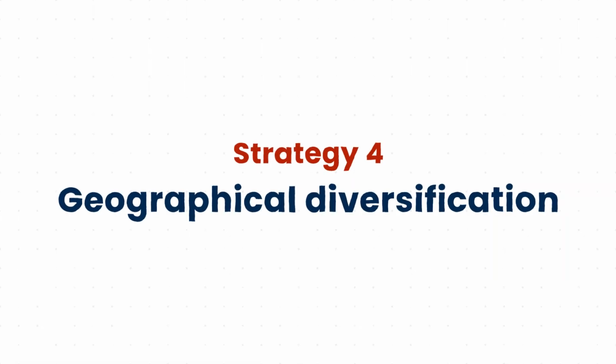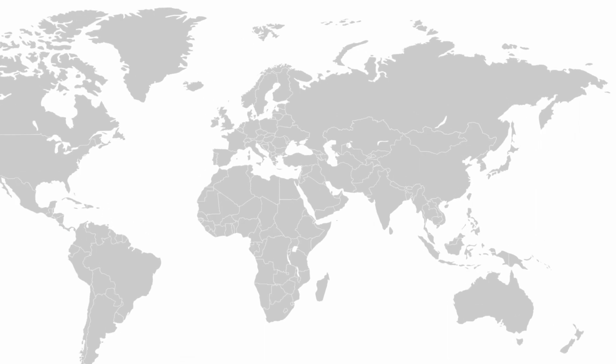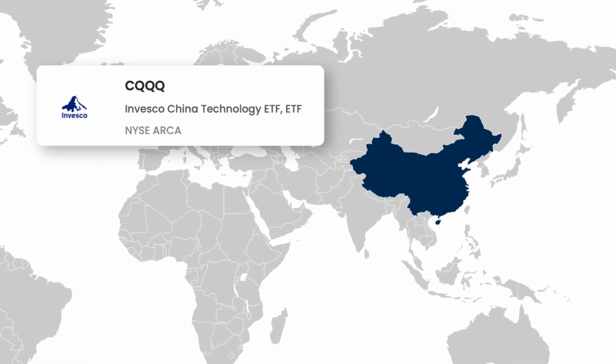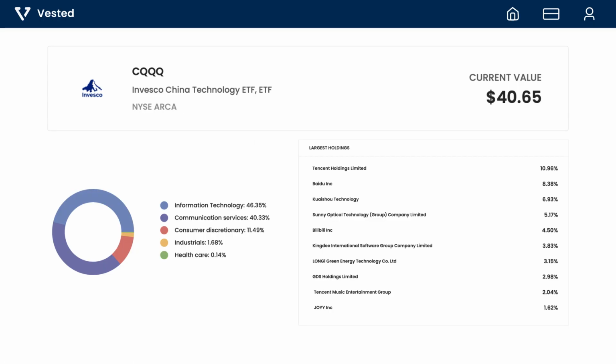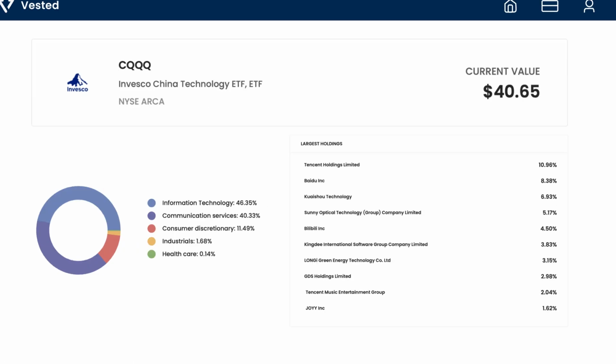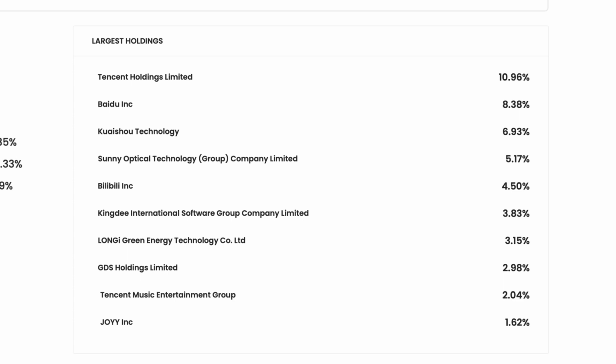Alright, the last strategy that we're going to be looking at is that ETFs allow you to diversify in the global markets beyond just investing in the US market specifically. For example, the Invesco China Technology ETF tracks the prices of the FTSE China Technology Index and gives you exposure to companies like Tencent or Baidu. These are huge technology companies that are built out of China.